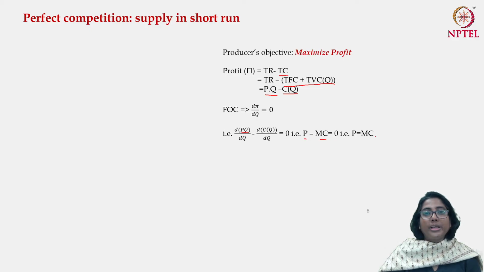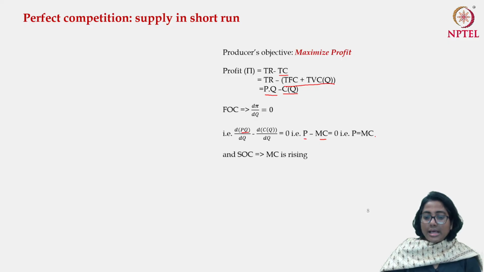That is, price should be equal to marginal cost. So in order to maximize the profit, what the producer or the supplier in the perfectly competitive market has to do is to equate the price given by the market with the marginal cost. So this is the first order condition.